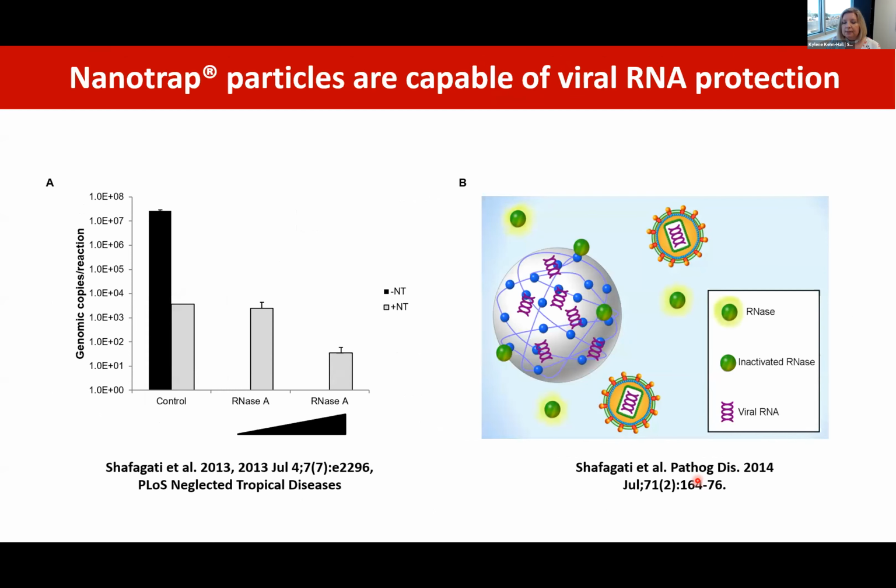These particles were initially designed to capture protein biomarkers, as I mentioned, and they have great protective ability for protein biomarkers. So we aimed to identify if these particles will also be protective of nucleic acid, specifically RNA. And so in this experiment, we spiked purified viral RNA into a sample with or without RNase A. And you can see that in the presence of the nanotraps, the viral RNA compared to the control is protected from degradation. And so this is another aspect of the particles really preserving that viral infectivity.